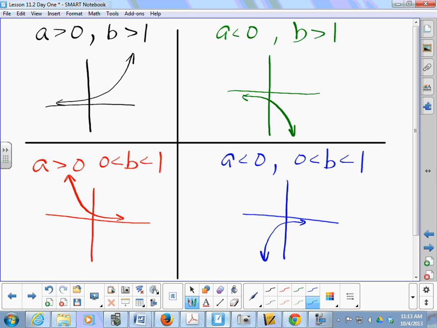Now, key question for you. All 4 of those graphs cross the y-axis, right? Now don't say it, just think about it. Where do they cross the y-axis? We call that the y-intercept. What is the y-intercept for all 4 of them? It happens to be the same general thing for all 4 of them, even though 2 of them are positive and 2 of them are negative.